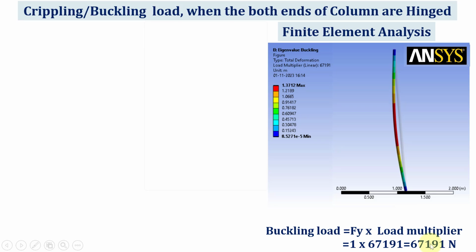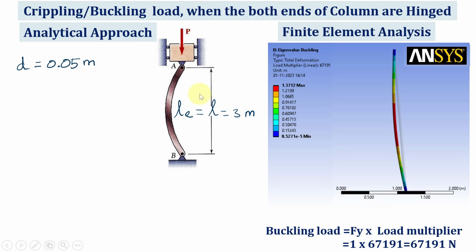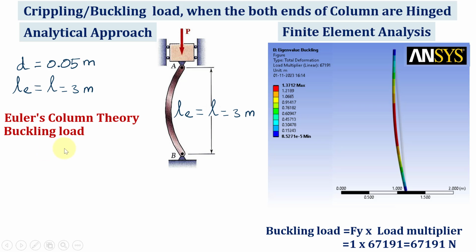In this analysis, I told you that we are going to verify the results analytically. So we are going to use the analytical approach to find out the buckling load. The diameter of the column is 0.05 meter and the length is 3 meter. We are going to use Euler's column theory, which gives us the buckling load as pi square EI divided by LE square. Here the equivalent length is exactly the same as the length of the column, since both ends of the column are hinged. We are going to calculate by substituting Young's modulus and moment of inertia values here, and we can find out the buckling load.